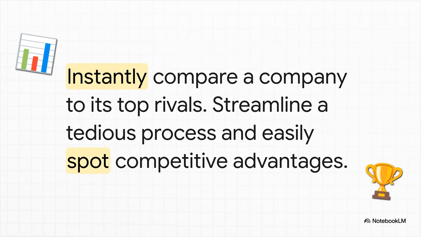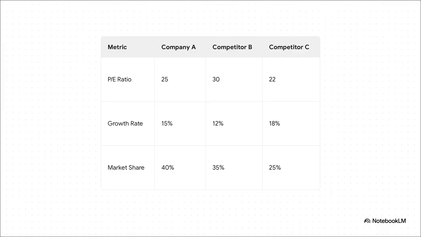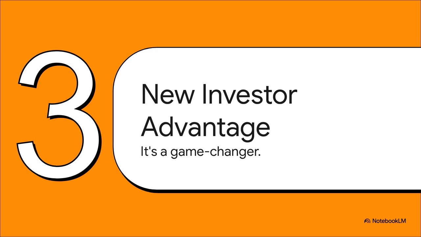And this one tackles what might be one of the most tedious research tasks of all, competitive analysis. I mean, knowing how a company stacks up against its rivals is absolutely key, but man, manually building those comparison tables, it is slow and it's a total pain. But with AI, it's so simple. First, you just gather up the key data points you care about for a company and its main competitors. Stuff like PE ratios, growth rates, market share. Then, you just feed all that raw data to the AI and ask it to make you a table. And boom, it instantly organizes everything for you, making it super easy to spot who's got the edge and where the weaknesses are. So, what does this all mean for you?